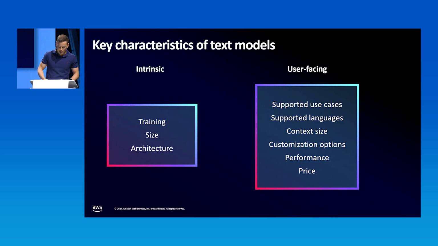information. So before we jump into what could be the best models for doing the summarization, let's try to understand first some of the key characteristics of text models. So let's start with the intrinsic characteristics, which relate to the technical aspects of the model, which fundamentally will shape the capabilities and behavior of the model. And then we have the user-facing characteristics, which provide more practical considerations, taking into account the end user and application point of view.